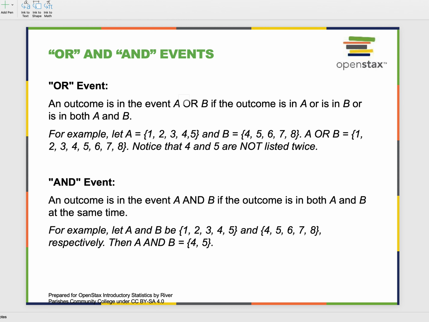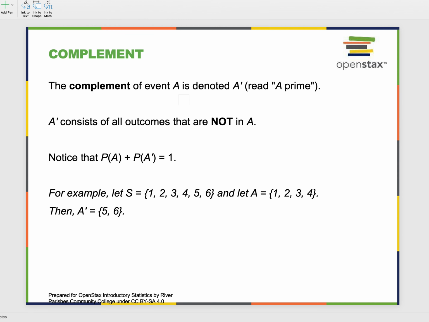So here's the or and. You can look at that. The complement of A is denoted as A prime and consists of all outcomes that are not in A. So notice that the probability of A and the probability of A prime equals 1.